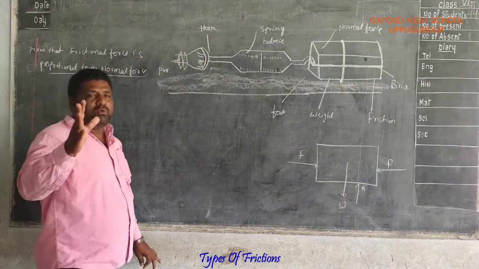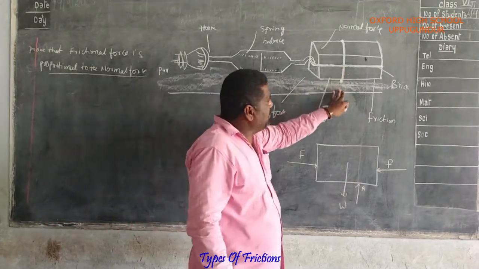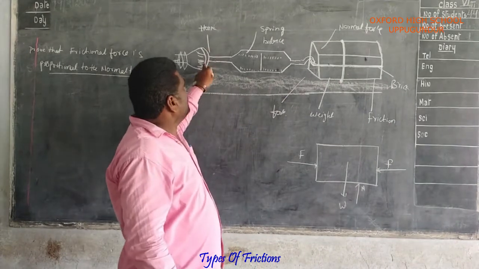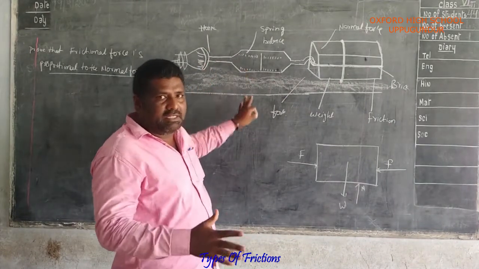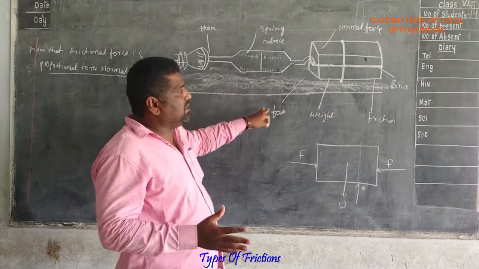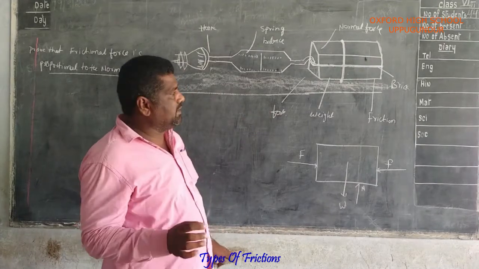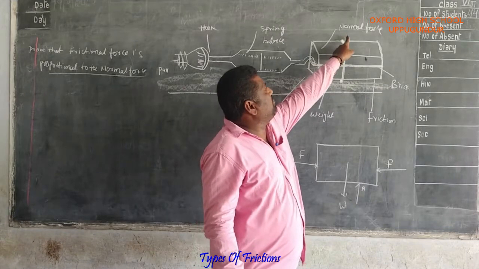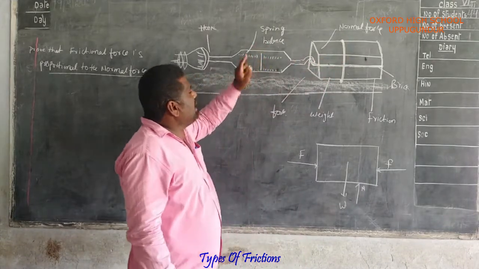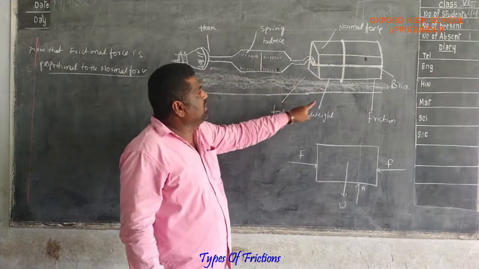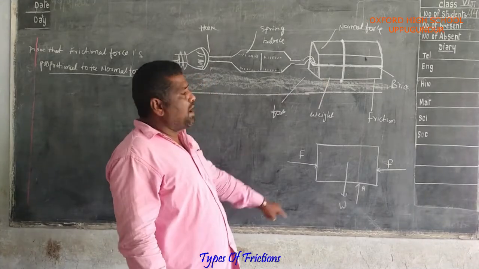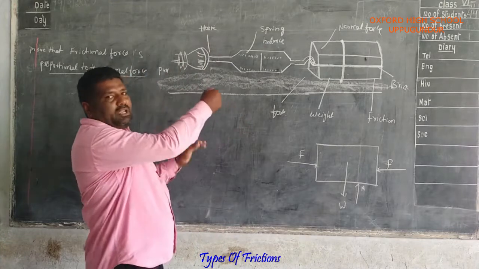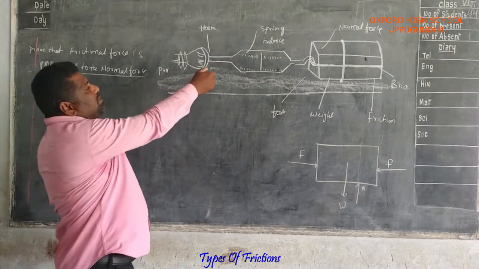First of all, we will take one brick, a spring balance, and one hook. Now this is the picture. In this picture there are some parts: the brick, the normal force, the spring balance, the weight of the brick, the friction, and the hook. Here we pull the spring balance.